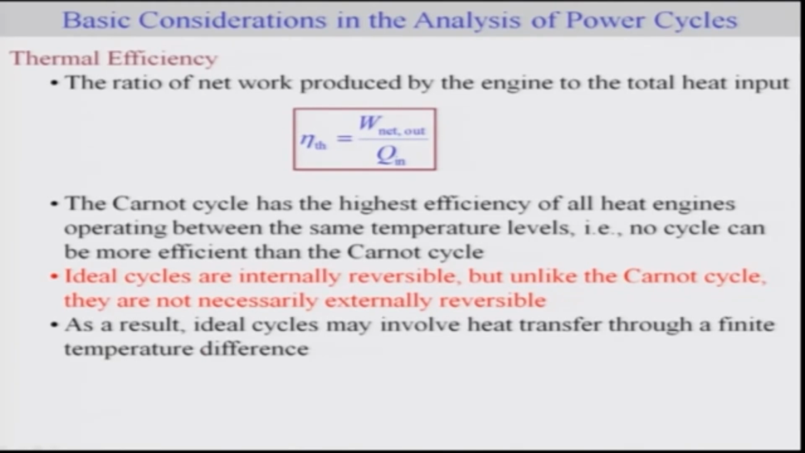Now, as we know from our earlier analysis for the case of an engine, the efficiency of an engine is defined as W net divided by Q in, and we know that for the case of a Carnot cycle, the efficiency is the highest. So, now we know that Carnot cycles are externally and internally both reversible. So, ideal cycles are considered to be internally reversible, but they may not necessarily be externally reversible, which essentially means that an ideal cycle may involve certain heat transfer through a finite temperature difference.